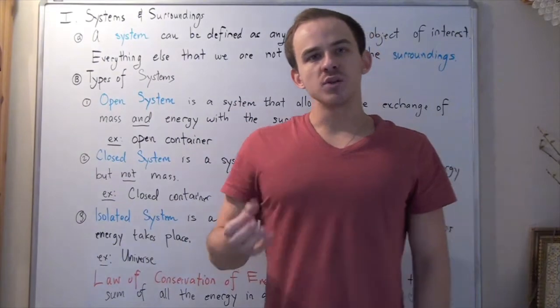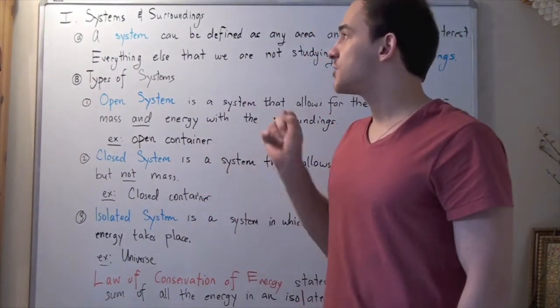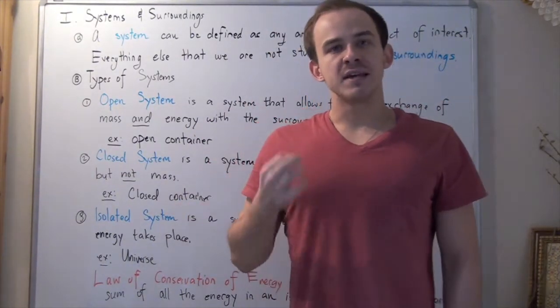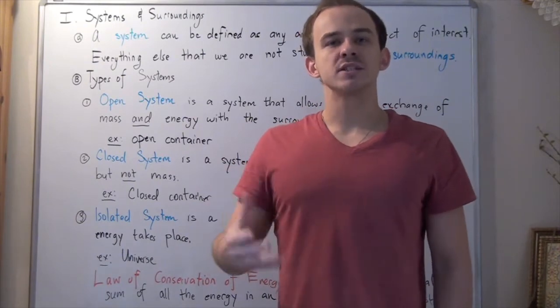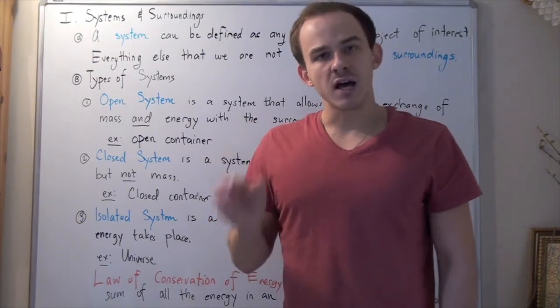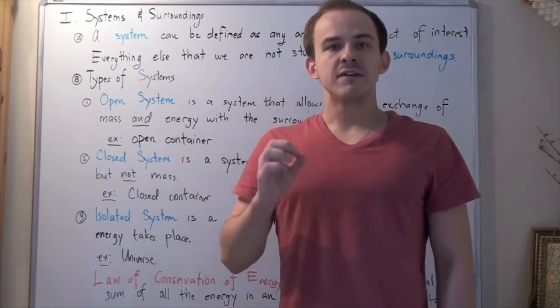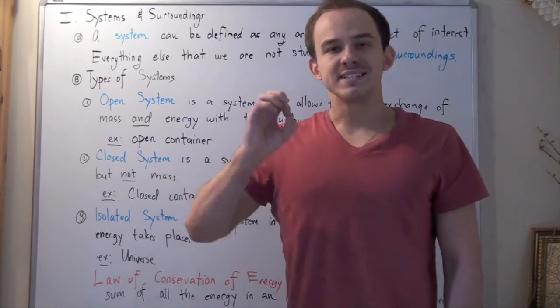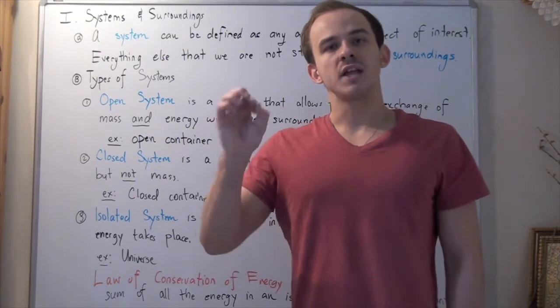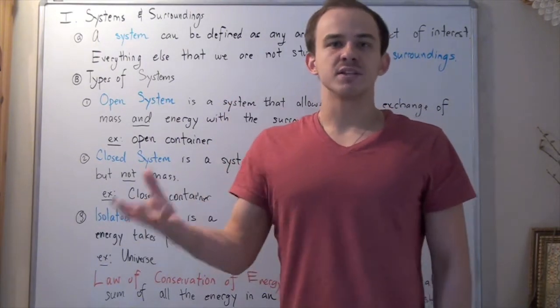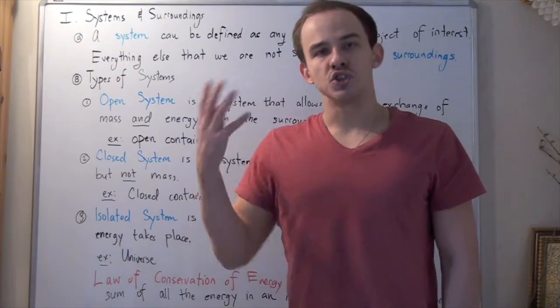In this lecture, we're going to talk about systems and their surroundings. Now, a system can be defined as simply our object of interest. The thing that we're studying is called our system. And everything outside our system, everything that we're not studying, that is not of interest to us, is called our surrounding. Now, system plus surrounding will give us our universe.